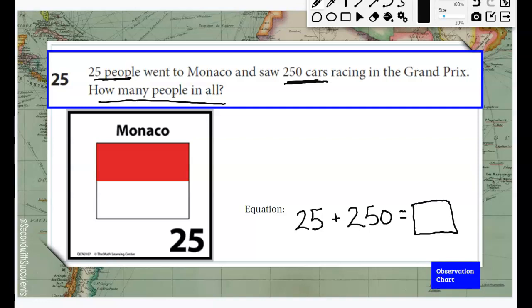Well, you might be thinking cars don't drive themselves. Someone has to be driving the car. So there has to be a person inside of each car. So there must be 250 people in those cars. That's a tricky part. We needed to use some deeper thinking to figure out. Now that this makes a little more sense, I want you to solve this problem. You can use an open number line. You can draw pictures. You can use your splitting strategy, whatever works best for you. Then we'll have a look at how to solve it together.